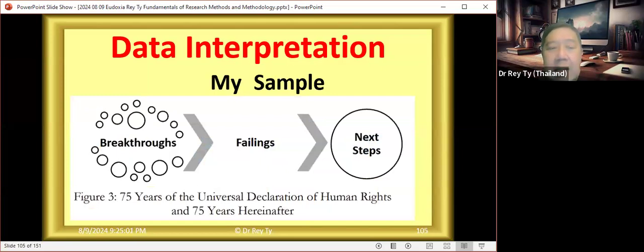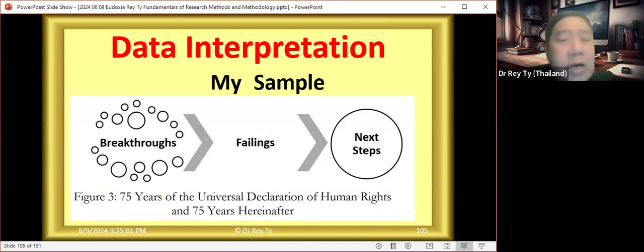This I wrote last year, published in December, at an international NGO whose offices are inside the United Nations headquarters in New York. I said there were breakthroughs in the UN, the Universal Declaration of Human Rights, but there were failings. It was not able to solve all of the world's problems. It's now like the 75th anniversary. So we should be happy that we have the Universal Declaration, but it did not answer everything, all of our worries. So we need to have a next step.